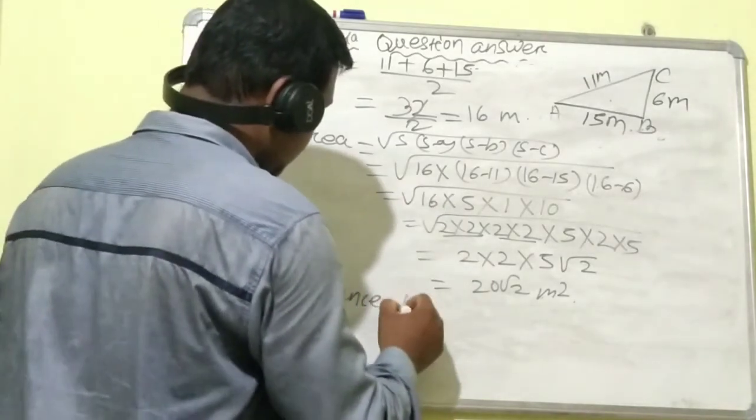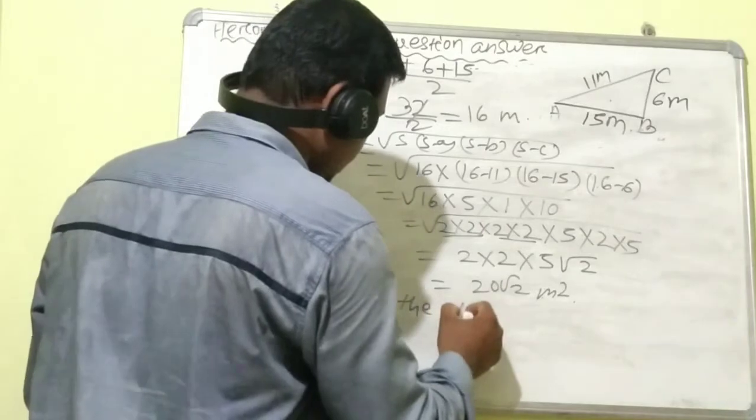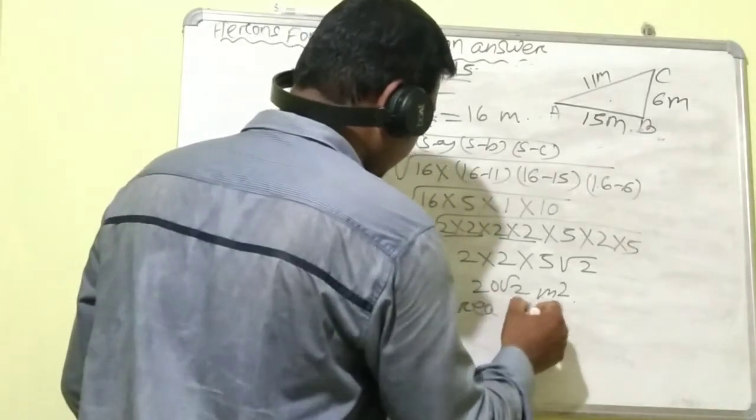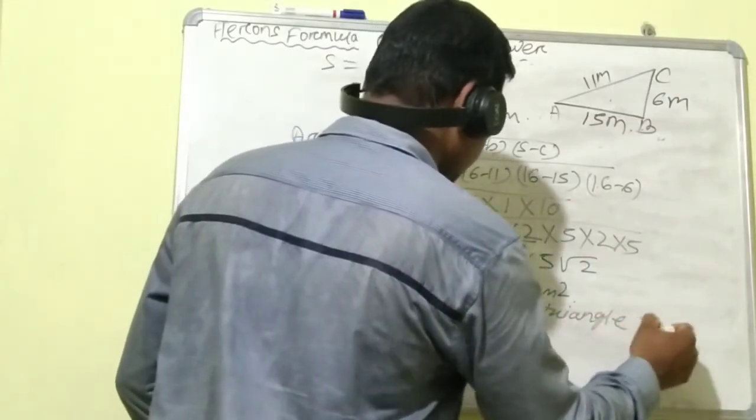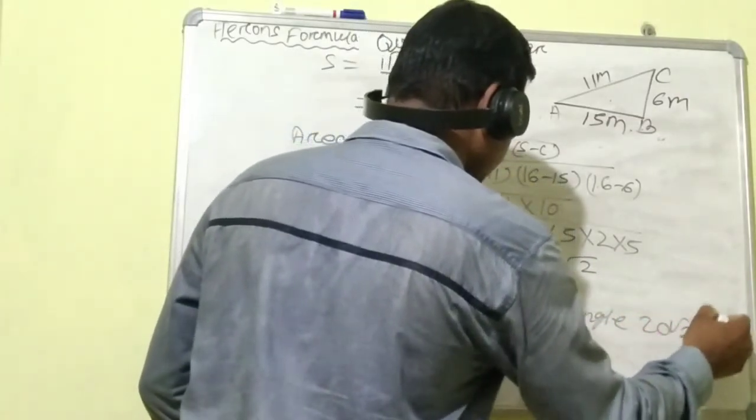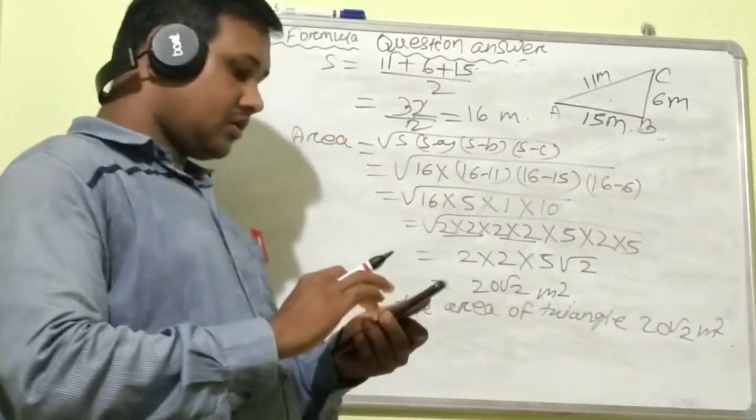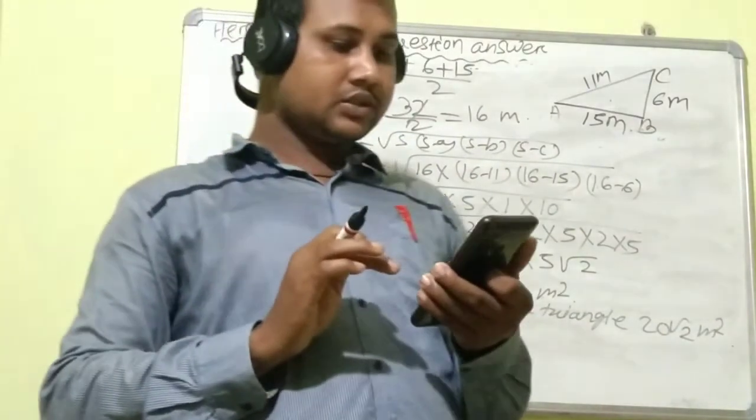Hence, the area of a triangle equal to 20 root 2 meter square. Now, come to the next question.